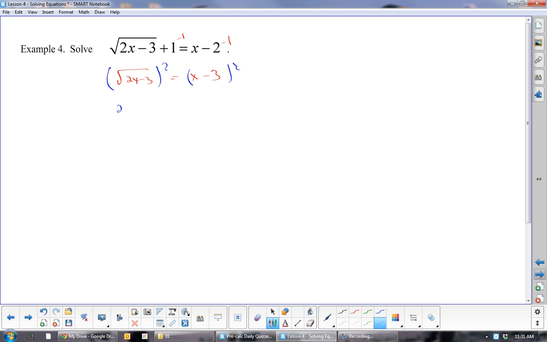And then I get 2x minus 3 equals... it should be x squared minus 6x plus 9 when you FOIL that out. Remember? x minus 3 times x minus 3. Now, same way we've always done it, let's get it to equal 0. I think for convenience, it's easier to put it all on the right this time. So I'm going to minus 2x, and I'll add 3. So then I will get x squared minus 8x plus 12.